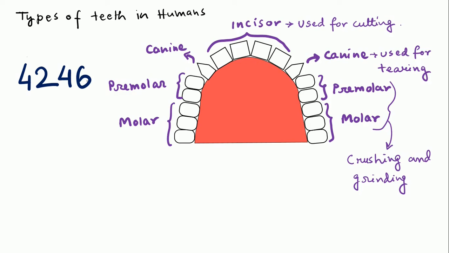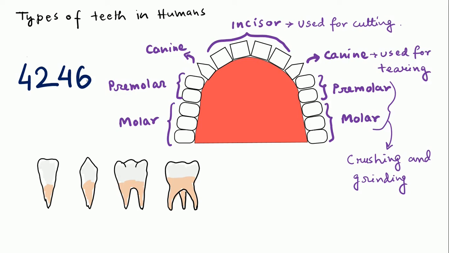So remember this formula, or simply a sequence of numbers, 4 2 4 6, in which 4 represents the number of incisors, 2 represents the number of canines, again 4 represents the number of premolars, and 6 represents the number of molars. This is of one jaw. Now in the upper jaw it is present in the same manner, so overall the number of teeth is 32. You can see this is how the teeth look. The first one is the incisor, then canine, then premolar and molar.